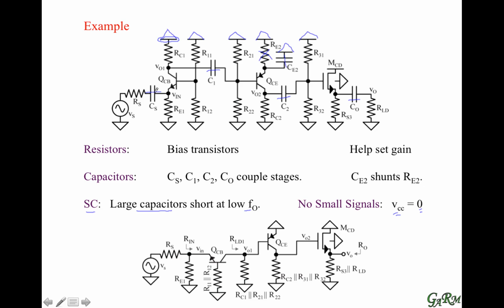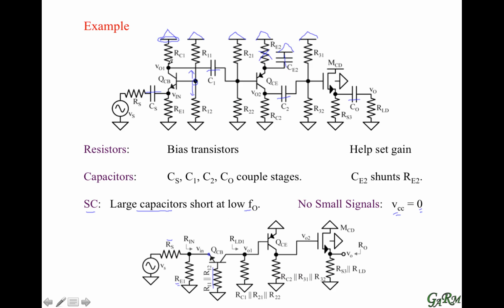So RS feeds into the emitter of the first transistor, and that's what we see here. RE1 is a resistance to ground. That's what we see here. The base of the first transistor sees two resistances to ground in parallel. And that's what we see down here, the parallel combination of those two resistances.